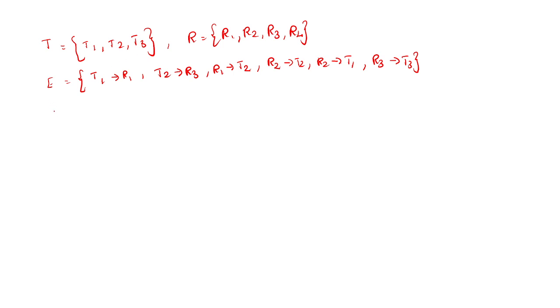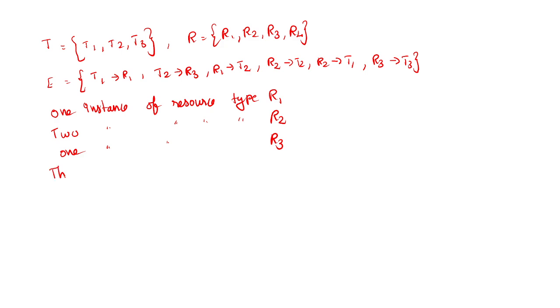That is, one instance of resource type R1 and two instances of resource type R2 and one instance of resource type R3, then three instances of resource type R4. Okay. So for these given details, we need to draw the resource allocation graph.